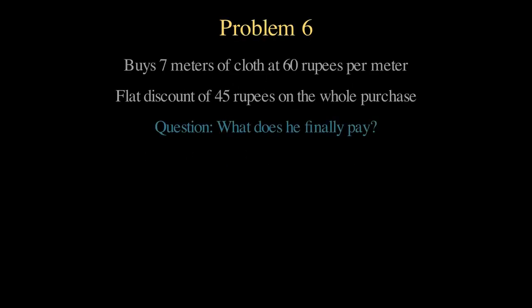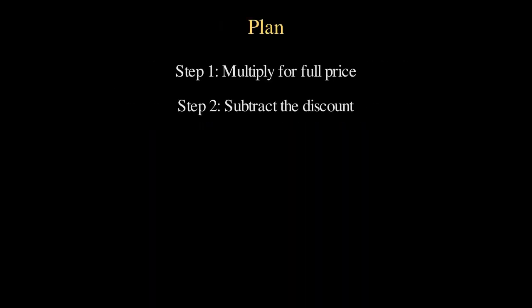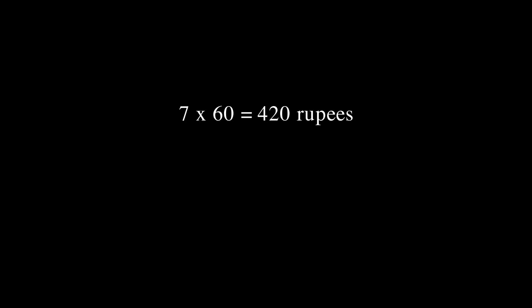Here is the problem. A cloth merchant buys 7 meters of cloth at 60 rupees per meter and then gets a flat discount of 45 rupees on the whole purchase. What does he finally pay? We first work out the full multiplication to know the price before any discount, and only then subtract the discount amount. 7 meters at 60 rupees per meter gives 7 multiplied by 60, which is 420 rupees.